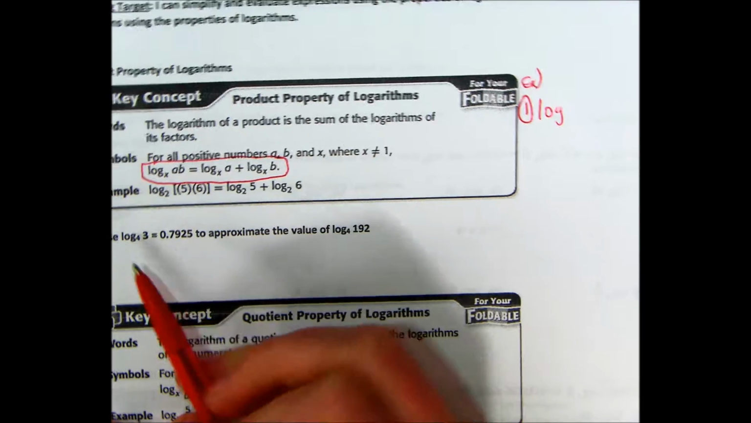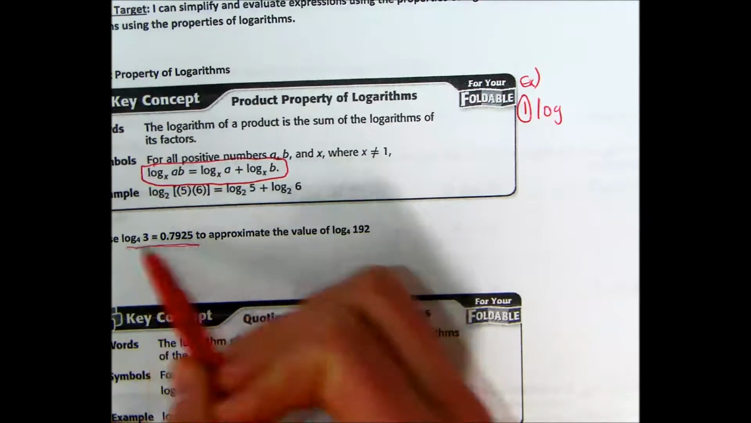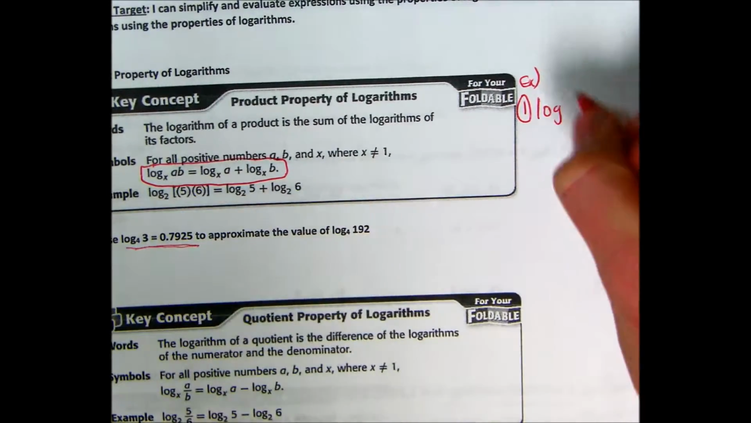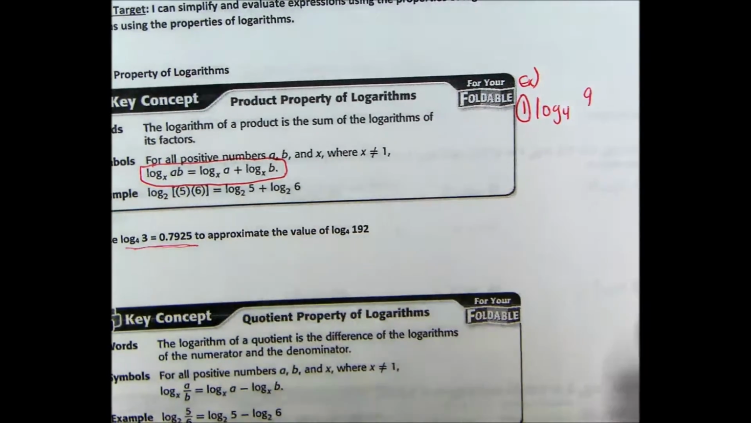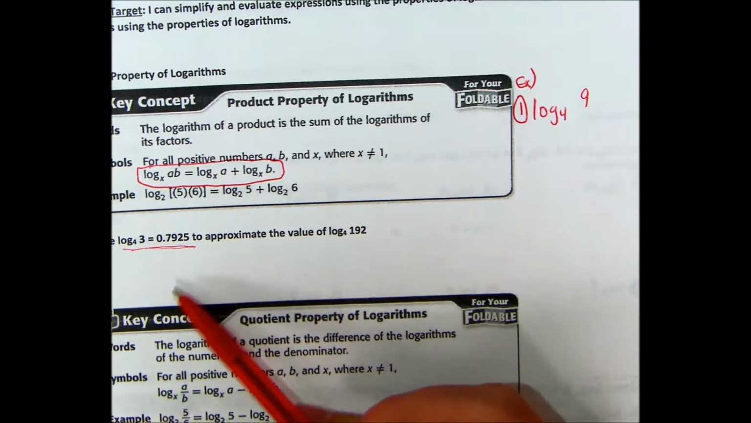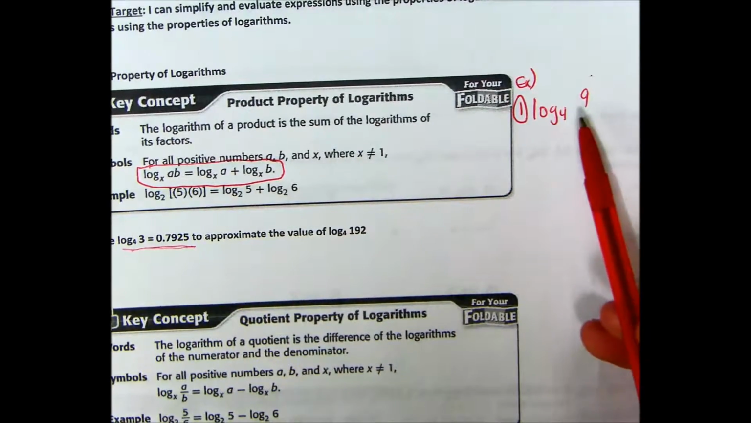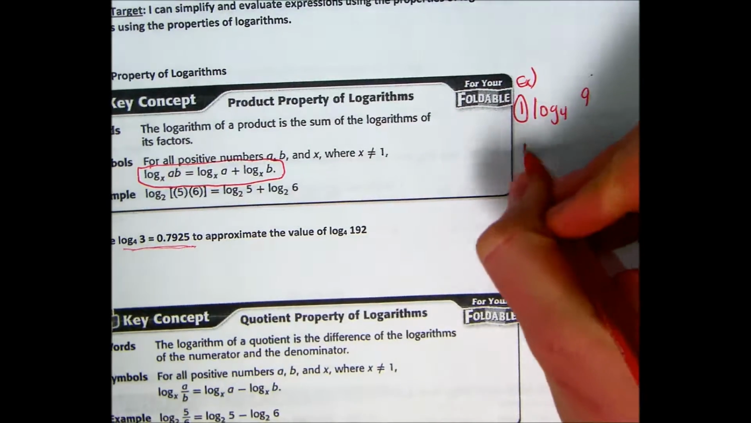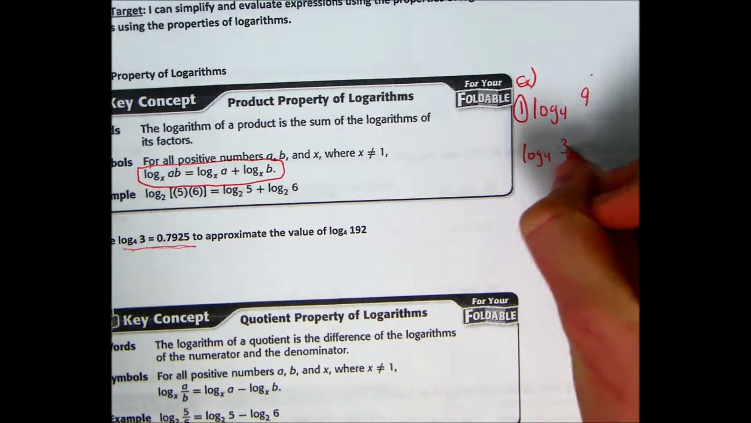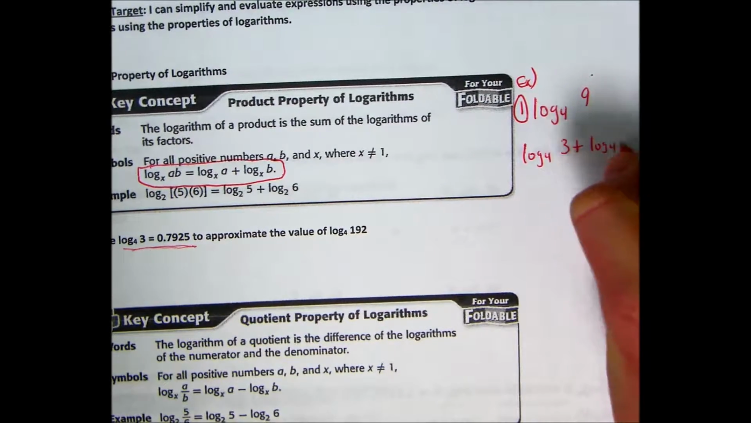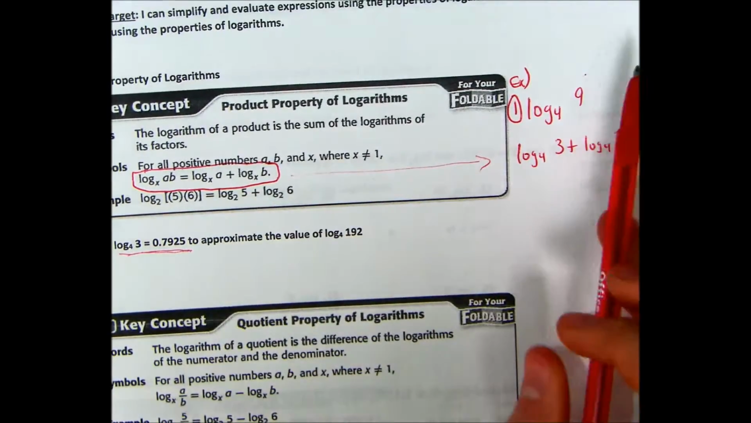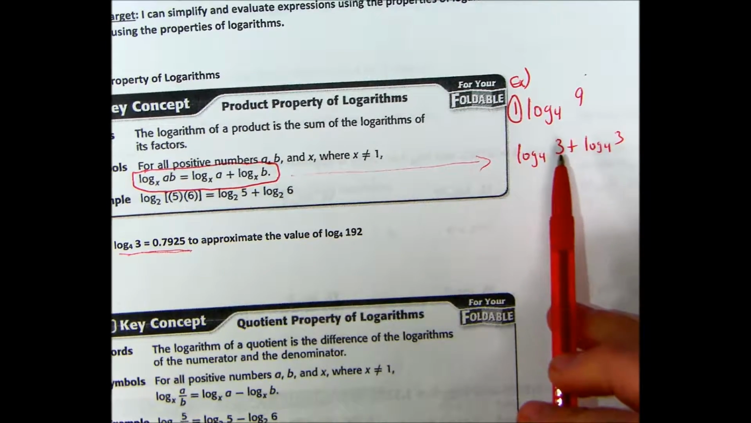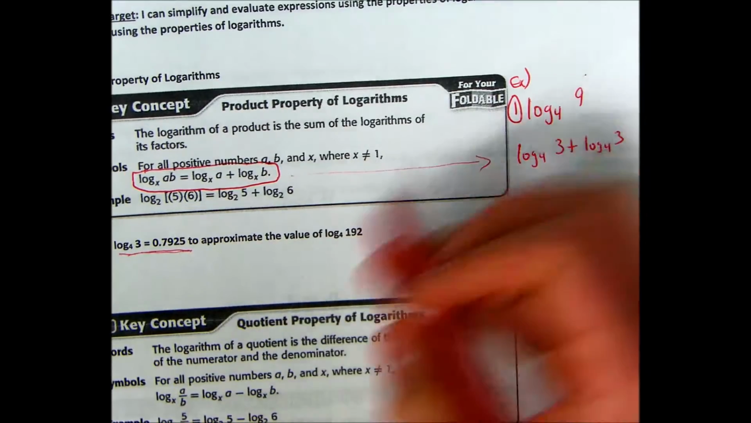To give you a quick little example, we have log base 4 of 9. How can I get 3 from 9? 3 times 3, right? So log base 4 of 3 plus log base 4 of 3. That's what this property is doing. It allows me to break 9 into 3 times 3. From there, I know that log base 4 of 3 equals 0.7925.